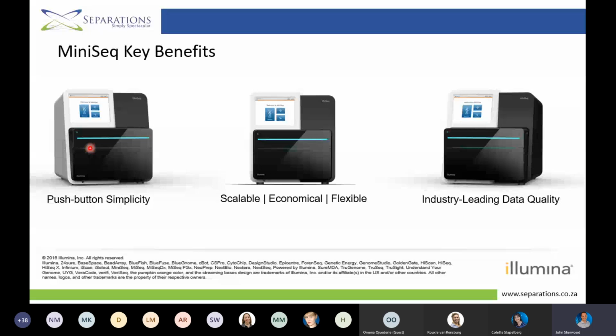So you know that when you start on a sequencing run or when you start planning an assay, it's not going to be incredibly complicated, and you don't need a bioinformatician with 10 or 20 years experience. It's going to be something that you can learn and do yourself. We've already spoken about how economical, scalable, and flexible the system is. And then, of course, we've got the industry-leading data quality that Illumina is famous for.